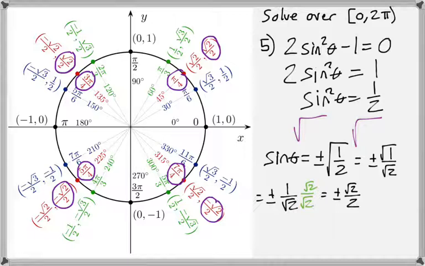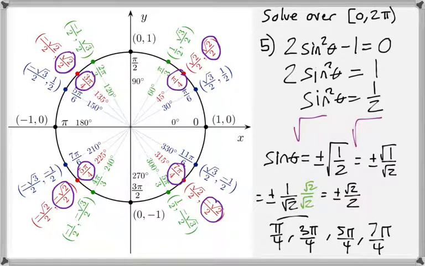Again, we're only solving on the first revolution. I don't care about negative angles. I don't care about large angles. Only between 0 and 2 pi. Okay, so these will be our answers.